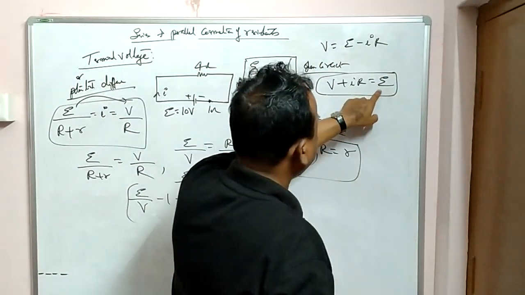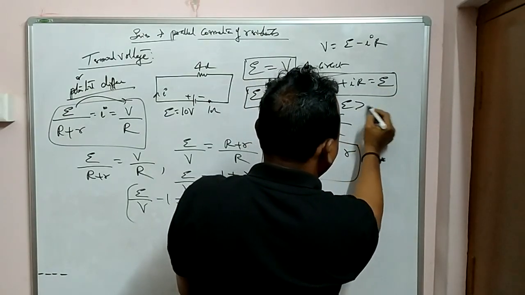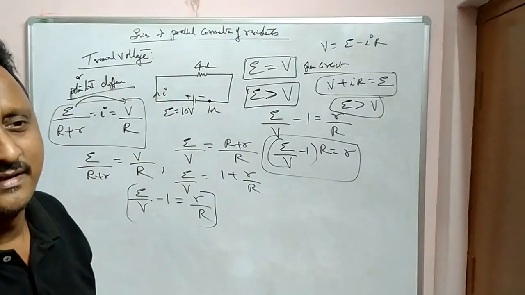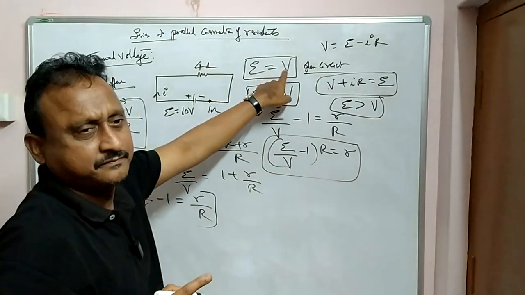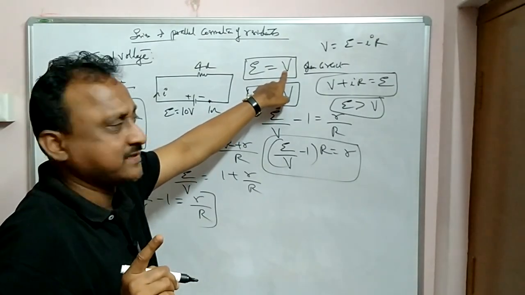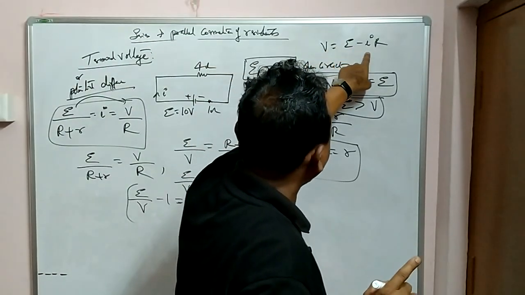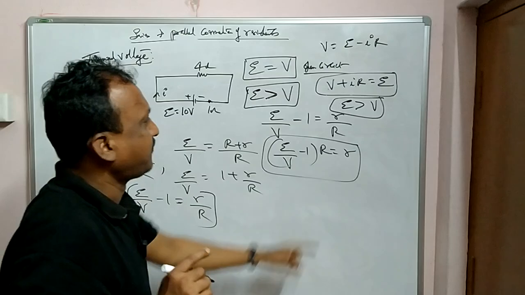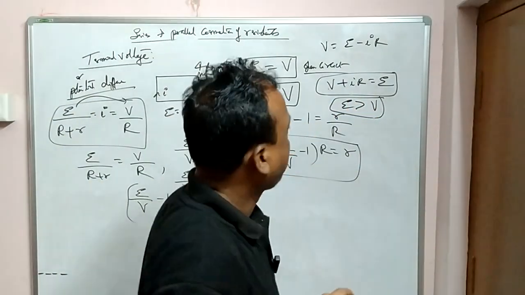What does this mean? E is equal to V plus something. That means E is always greater than V. EMF is always greater than V. Only in some open circuit cases E is equal to V, when current is not flowing. Otherwise V is equal to E minus IR, or V plus IR is equal to E. So from this equation it is very clear that EMF is greater than potential difference.